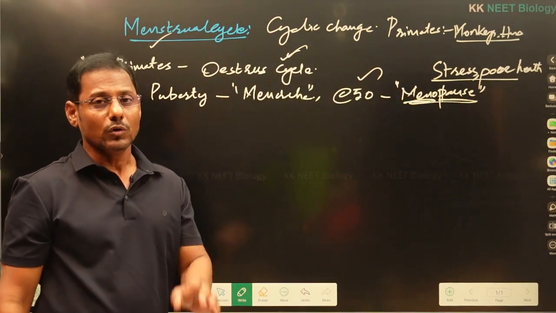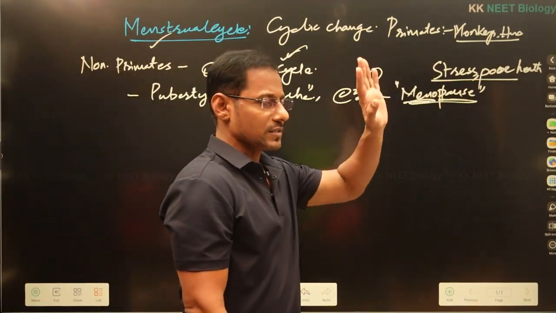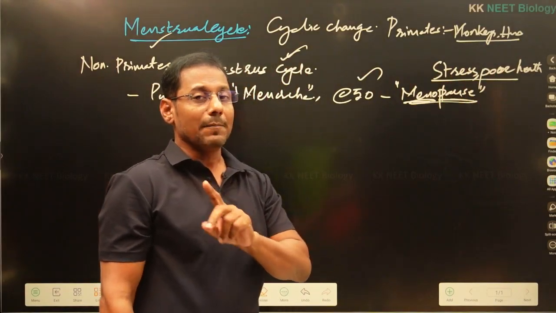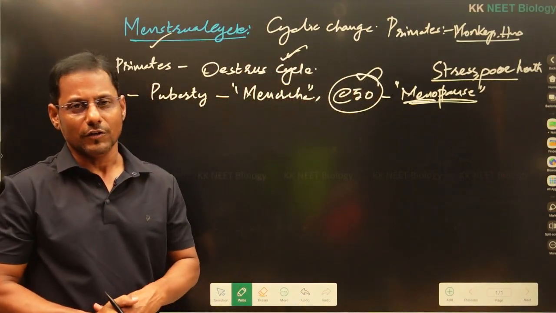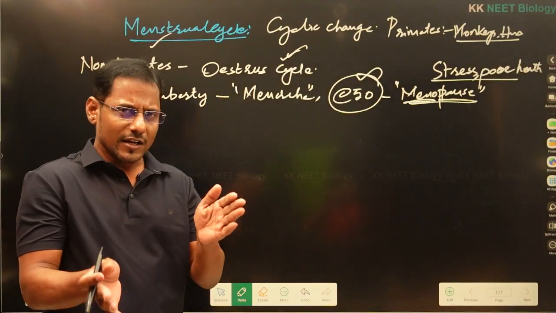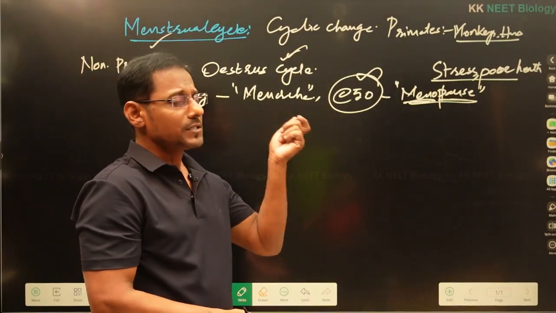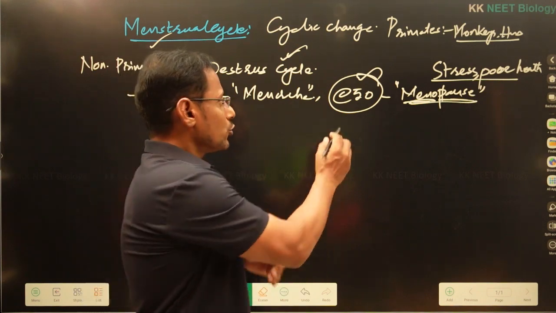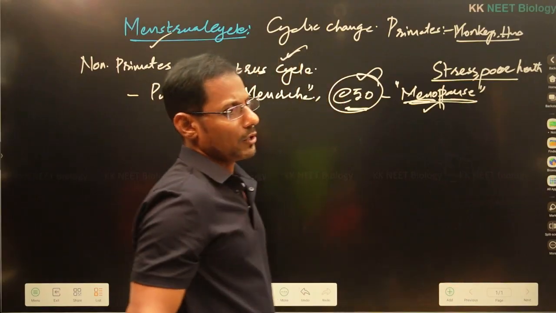Mind this word. The menstrual cycle is temporarily ceased when you are under stress or when you have poor health. The permanent ceasing of the menstrual cycle happens when the female attains the age of around 50, not exactly 50. It could be 45 years in some females, or 50, or plus or minus 2 years, right? So this is the permanent ceasing of the menstrual cycle, and this is known as menopause.